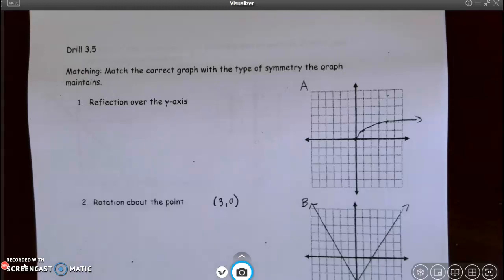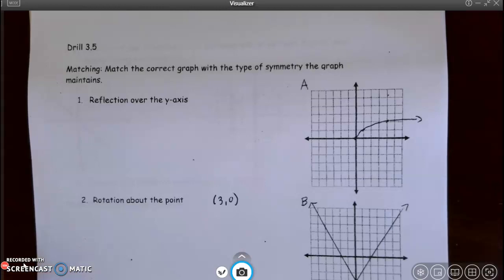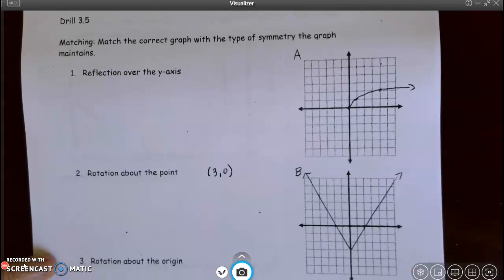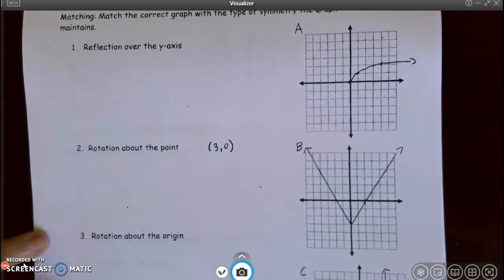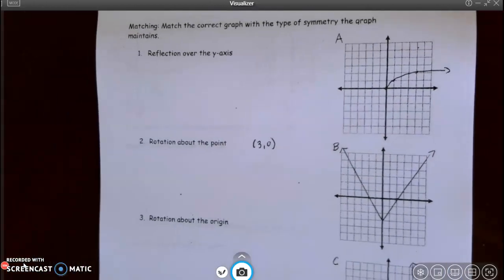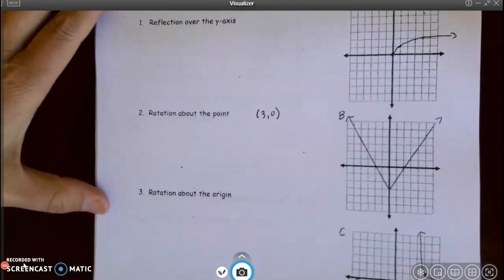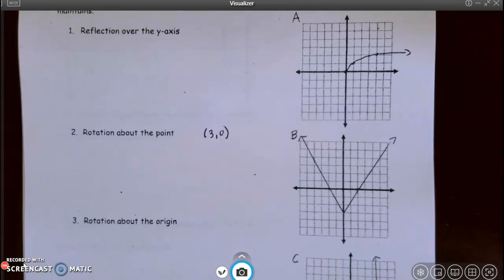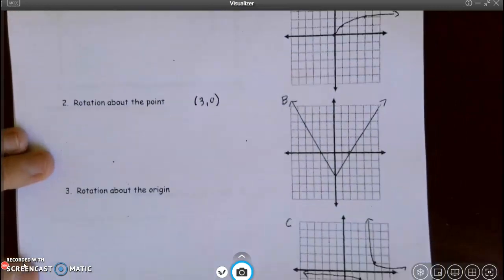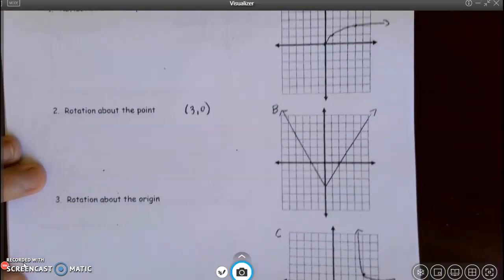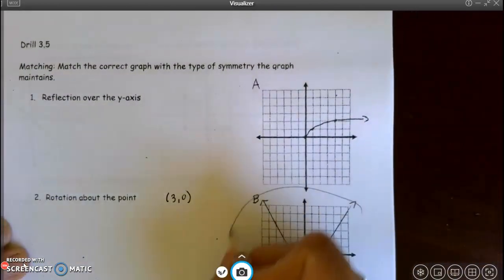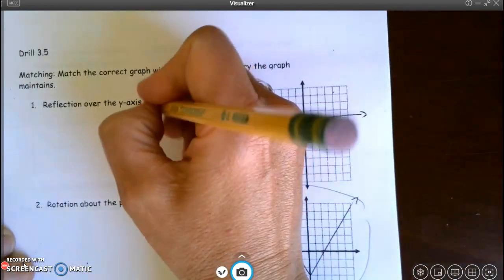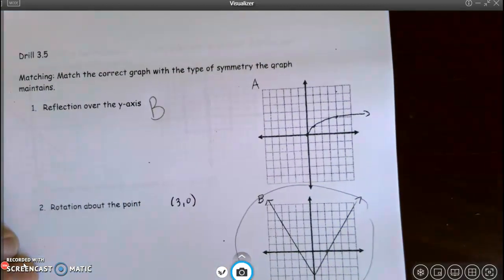I'm going to start with this drill, where we're asked to match the correct graph with the type of symmetry the graph maintains. So I'm going to look at all of my different options. Reflection over the y-axis, let's look for that one first. I notice that that would be choice B, this one right here. Choice B is reflection over the y-axis.